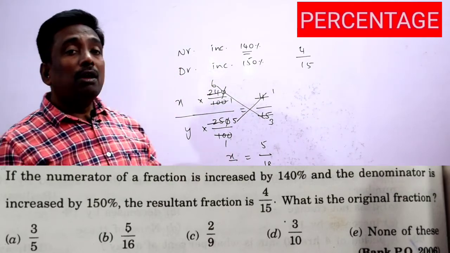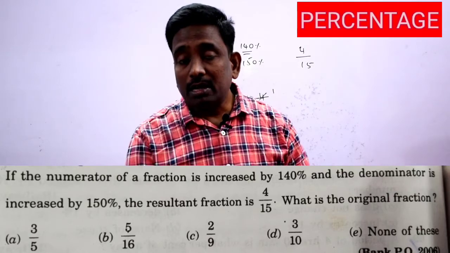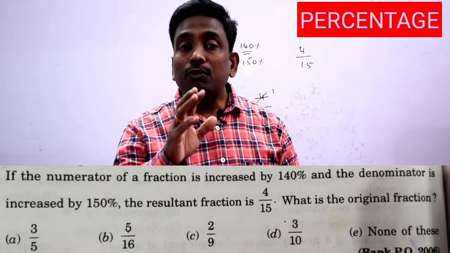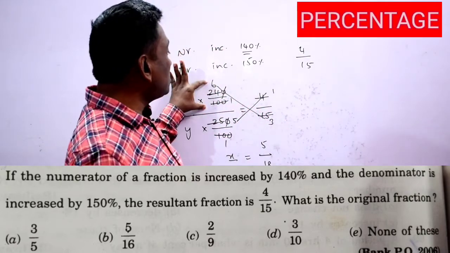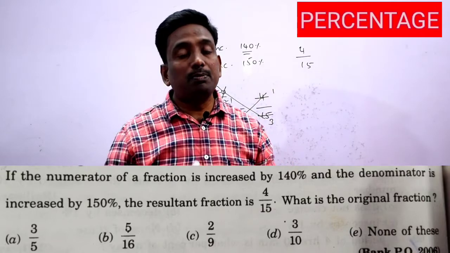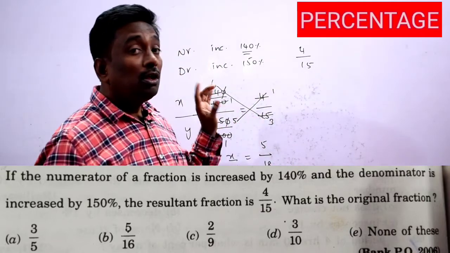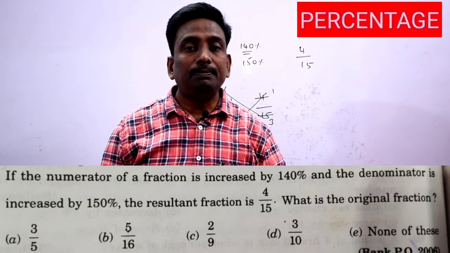Simply, whenever it is increased, it means 100 plus, whenever it is decreased, it means 100 minus. You have to take like that. Whenever we are moving forward, you take this fraction as it is. When we come back, you have to take the reciprocal of that fraction. That I will tell you in profit and loss.